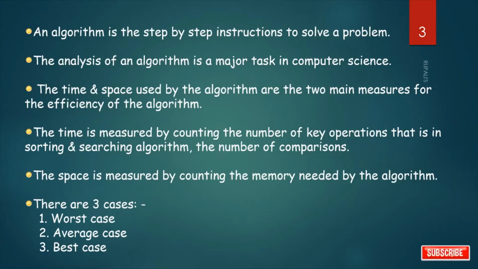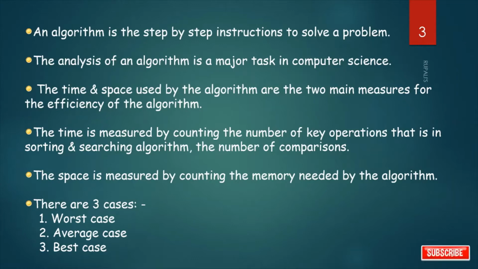The goal of analysis of algorithm is to compare algorithms mainly in terms of running time, but also in terms of other factors like memory, efforts, etc. The time and space used by the algorithm are the two main measures for the efficiency of the algorithm. The time is measured by counting the number of key operations, that is in sorting and searching algorithm, the number of comparisons. The space is measured by counting the memory needed by the algorithm.